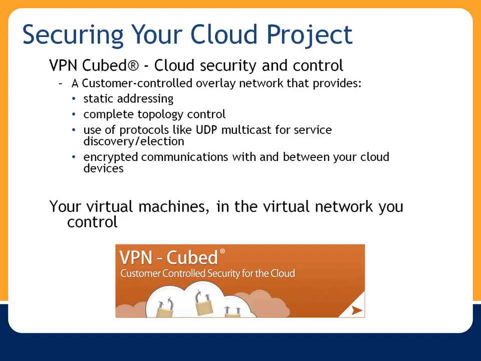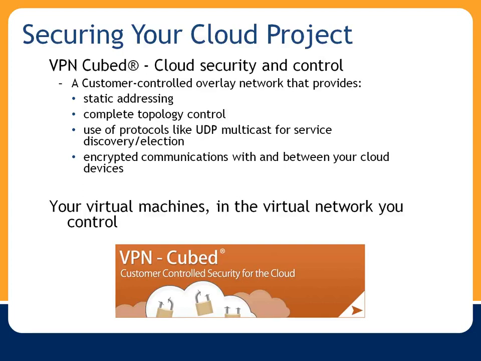So our part of this solution is the VPN Cube Overlay Network. It has the word VPN in it, but this is not a VPN. This is an overlay network that does routing. It basically is deployed as a set of virtual appliances that you can think of as bridges, switches, routers, depending upon the configuration.